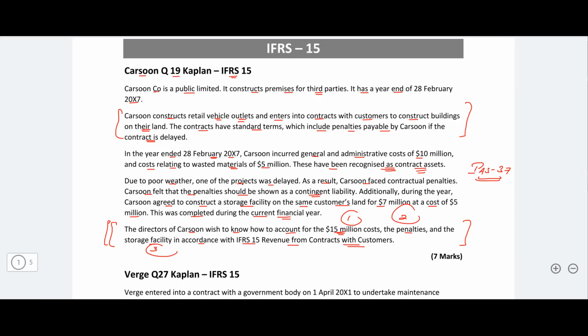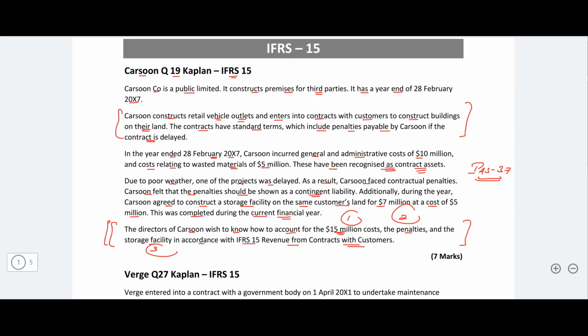The cost that should be capitalized is simply the cost that is recoverable within the contract. For example, if you're spending an amount and it is recoverable, either specifically mentioned in the contract or represented within the price of the contract, then those costs should be capitalized. Anything other than that, for example these general and administrative costs of 10 million, should be expensed out unless it is specified within the contract that the customer will have to pay for them as well. If that is mentioned within the contract, then you can capitalize it.